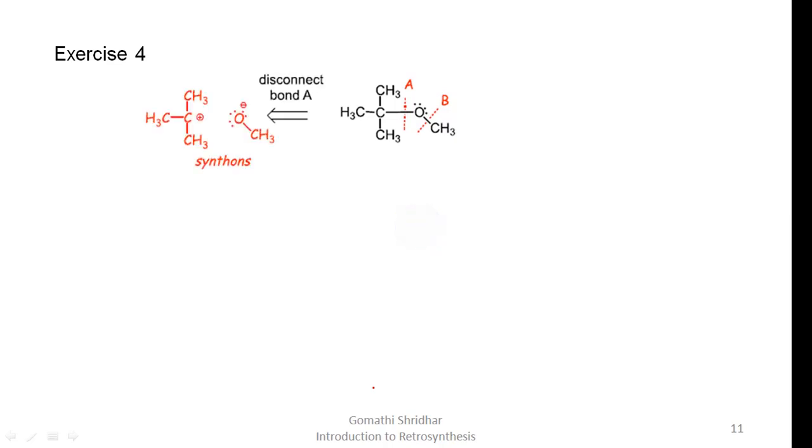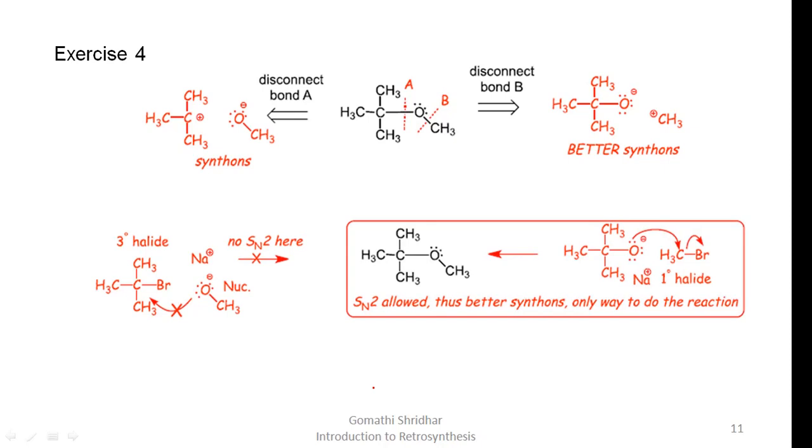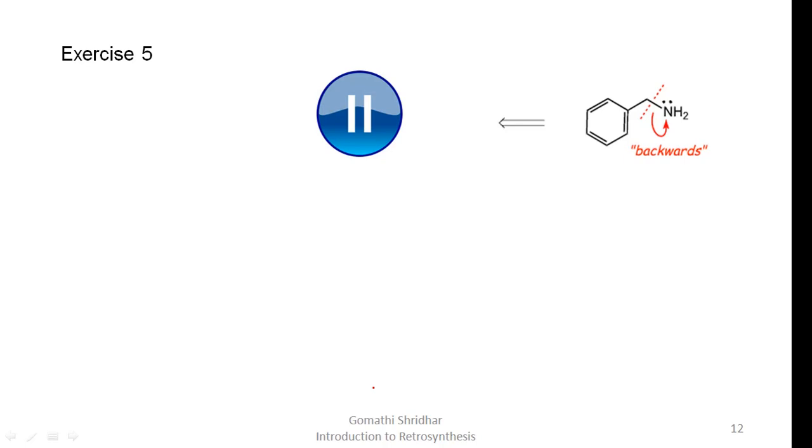Let us now look at exercise 4. Again, it's a simple molecule, but now there are two disconnections shown. Pause the video, write the synthons and the synthetic equivalents, and when you are ready, you can start and see the video again. You can see the synthons and the better synthesis will be between sodium tertiary butoxide and methyl bromide. Please go through exercise 5. You can pause the video and after you are done, you can check your answers.